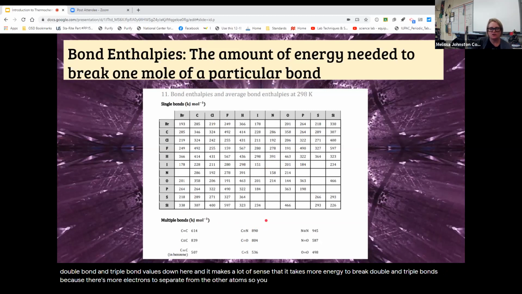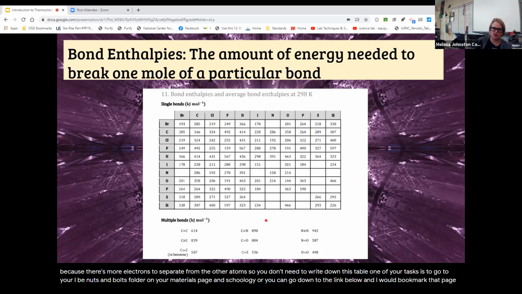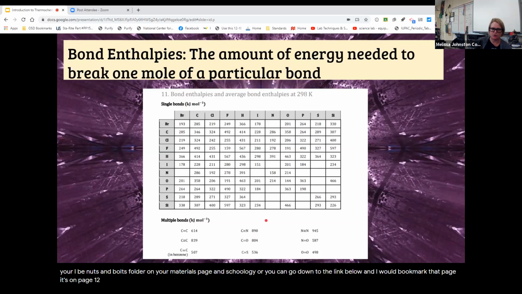So you don't need to write down this table. One of your tasks is to go to your IB nuts and bolts folder on your materials page in Schoology, or you can go down to the link below, and I would bookmark that page. It's on page 12 of that data booklet. You're going to use that for those assignments coming up.